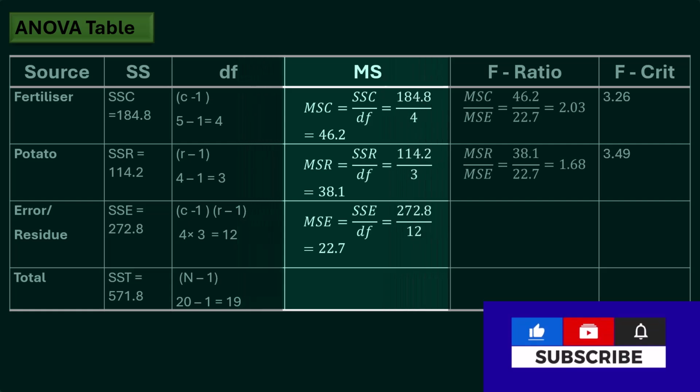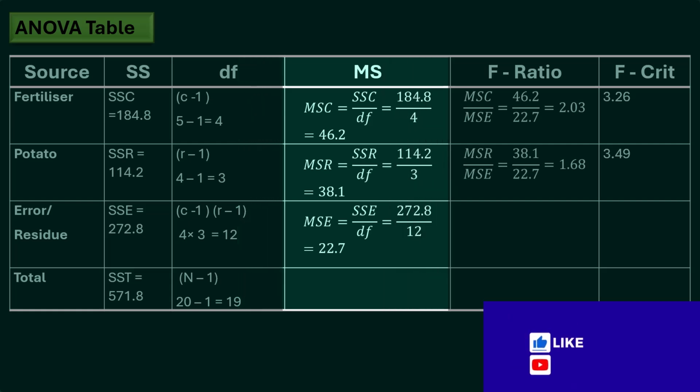In the fourth column, we have stated the mean squares. Mean square of column is SSC divided by degrees of freedom, 184.8 divided by 4, 46.2. Mean square of row is SSR by degrees of freedom, 114.2 divided by 3, 38.1. Mean square of error is SSE by degrees of freedom, 272.8 divided by 12, 22.7.